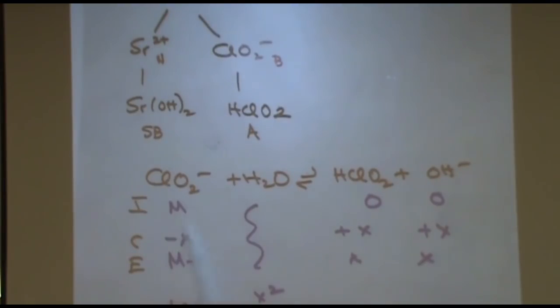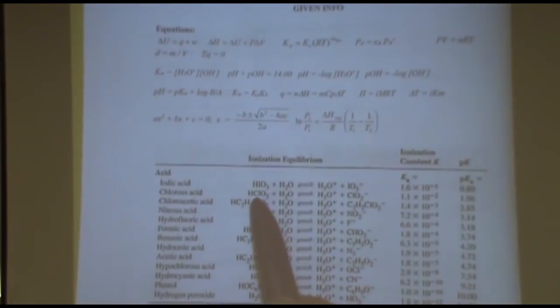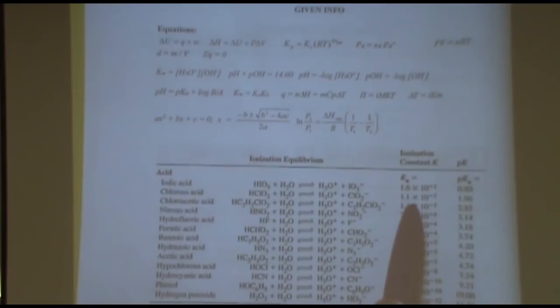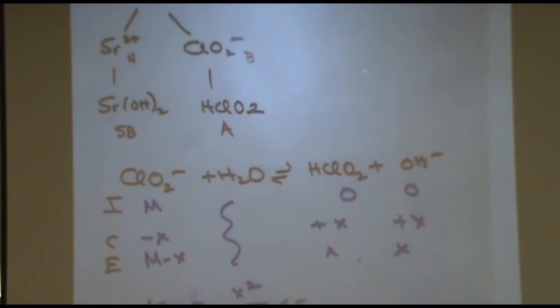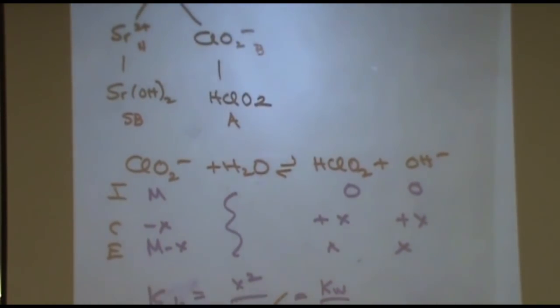This is an ion, and the table does not list ions. You would have to look for the Ka of, in this case, chlorous acid, which is 1.1 times 10 to the minus 2. Okay? So again, just the way it's set up, you have to go Kw over Ka to get the Kb value.